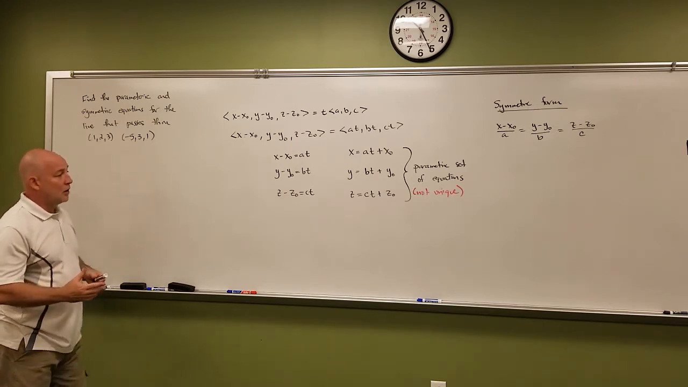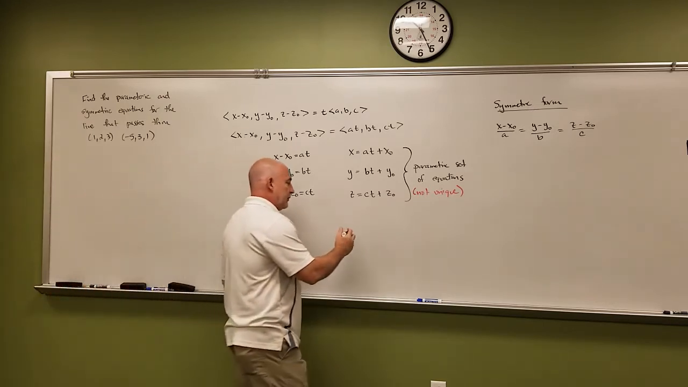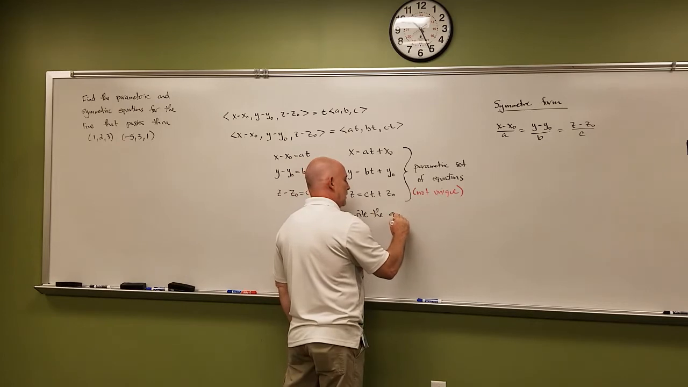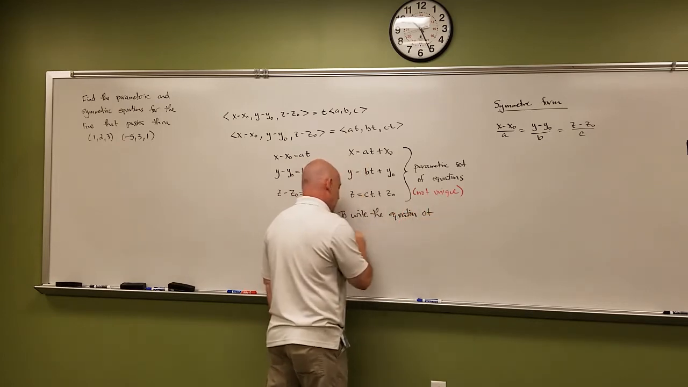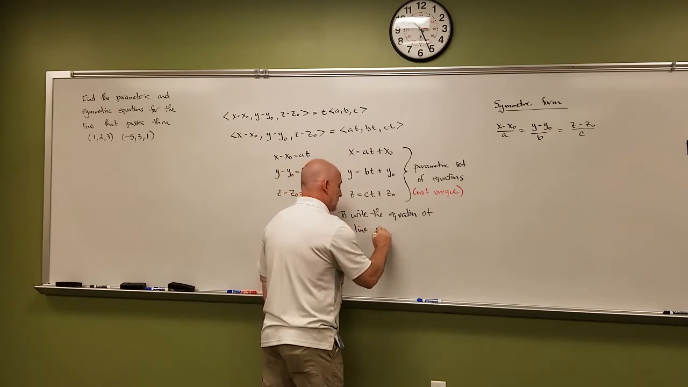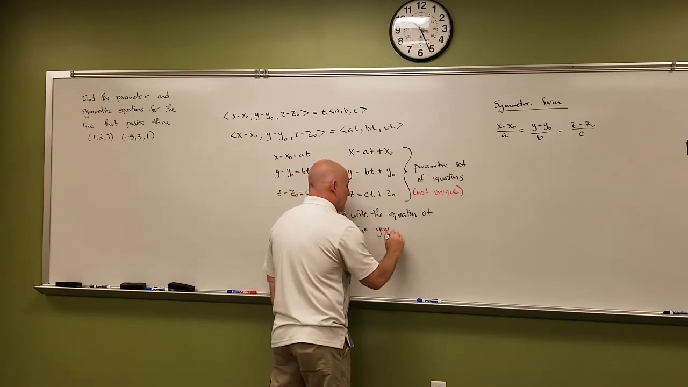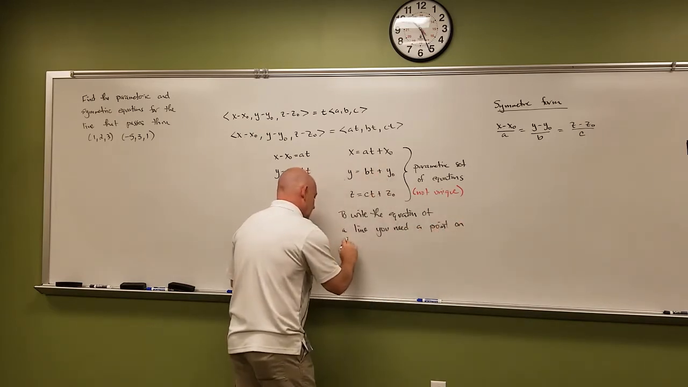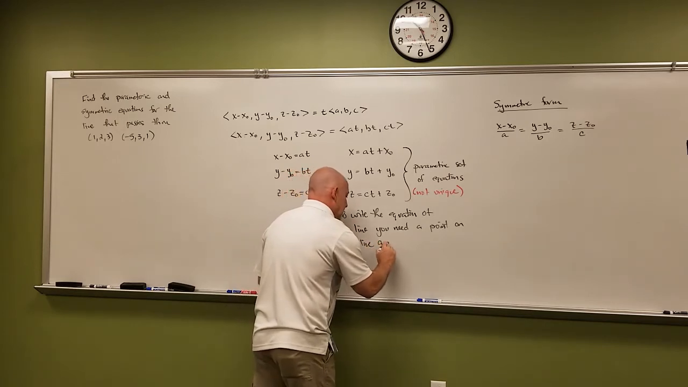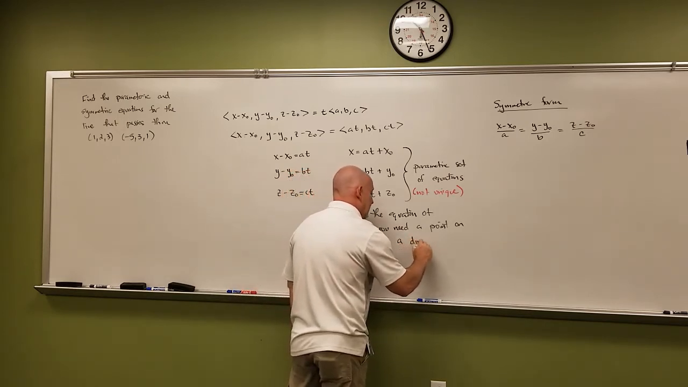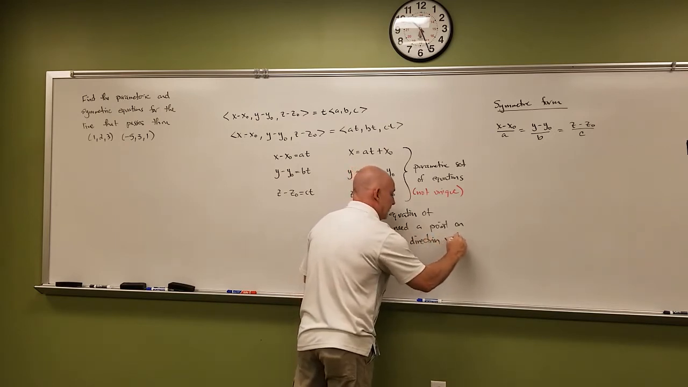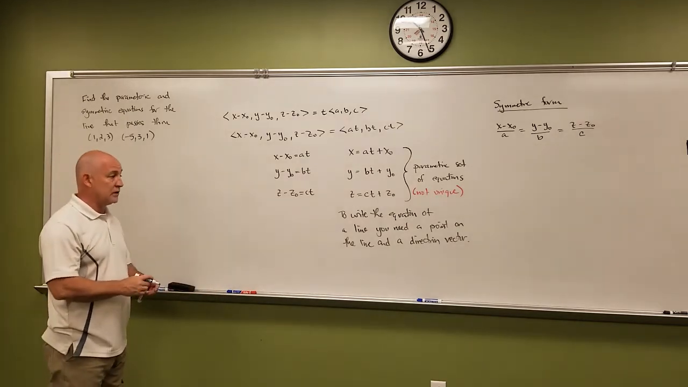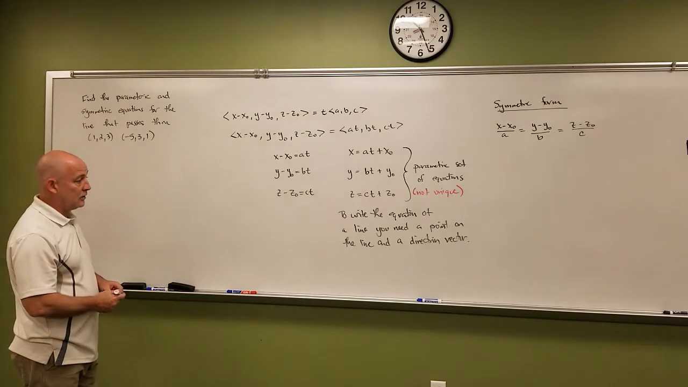So here's what you're thinking. To write the equation of a line, so let's go ahead and stick this here real quick underneath here. To write the equation of a line, you need a point on the line and a direction vector. Now notice I said a direction vector, not the direction vector, because any vector that points in the same direction as the line will work.